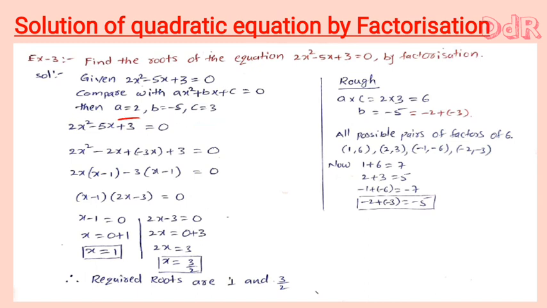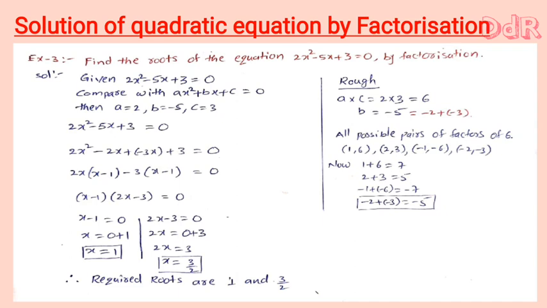After comparing with the standard form, you have to do some rough work on the right side. First you multiply A into C, that means first term and last term. 2 threes are 6. And the middle term is B equal to minus 5. We have to write the middle term minus 5 as a sum of two other numbers. That is very important. To do that, you have to find all possible pairs of factors of 6.